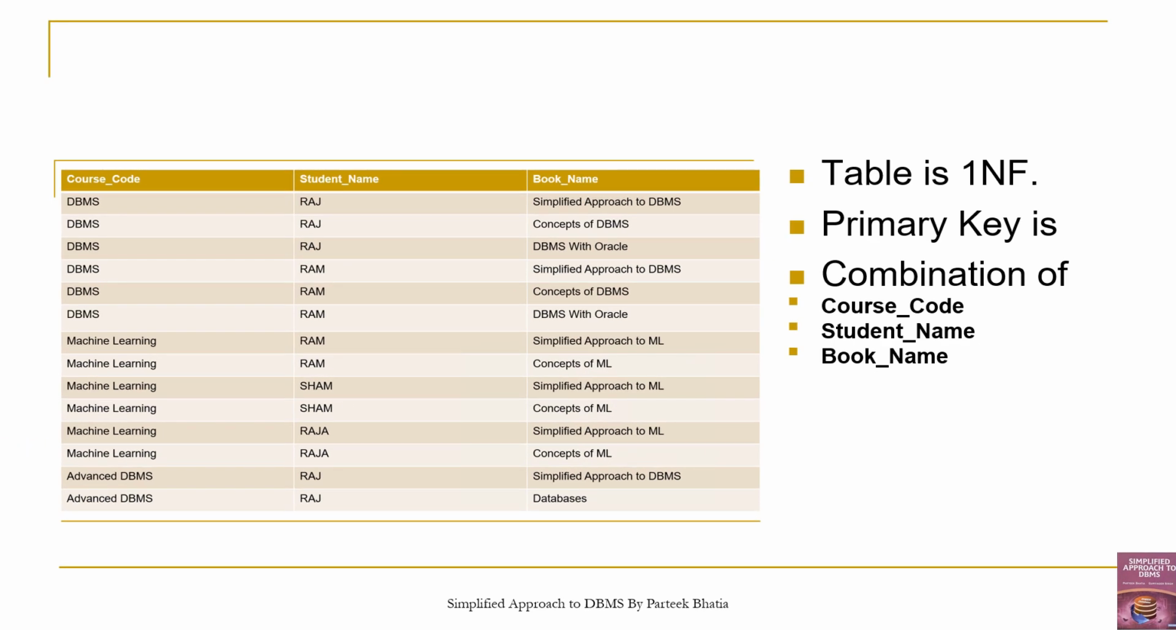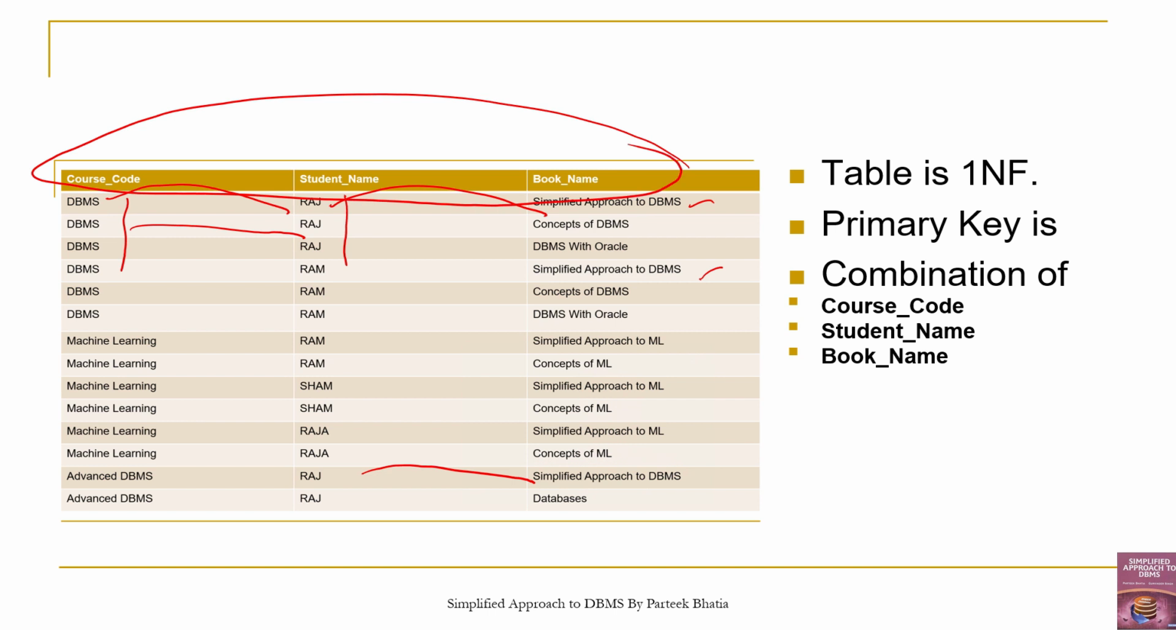First of all, we have to identify the primary key of this table. You can see that course code is repeating, student name is repeating, book name is also repeating. You can also see that any two column combination is also not unique. For example, DBMS Raj is repeating, and even Raj simplified approach to DBMS is also repeating. So there is no two column combination which is unique. So we have to make a primary key as a combination of three columns. So here the primary key is a combination of course code, student name and book name.